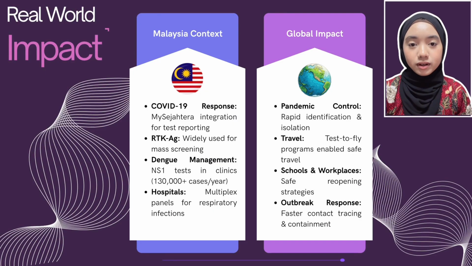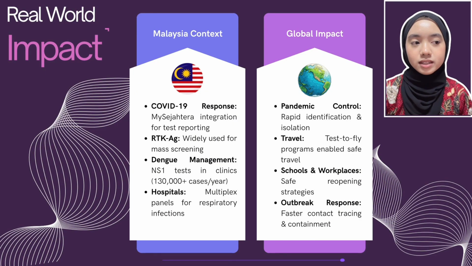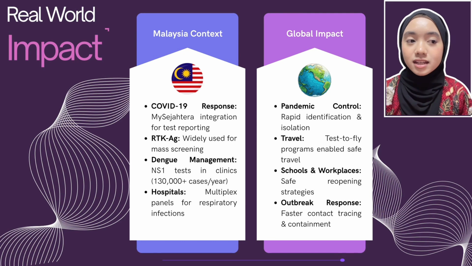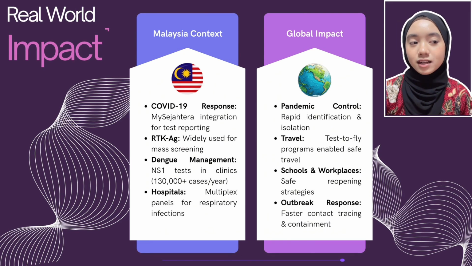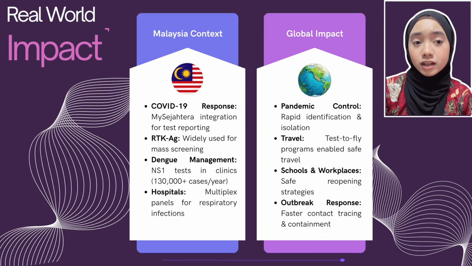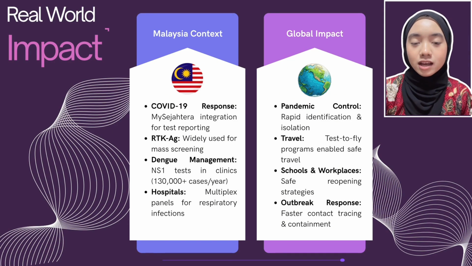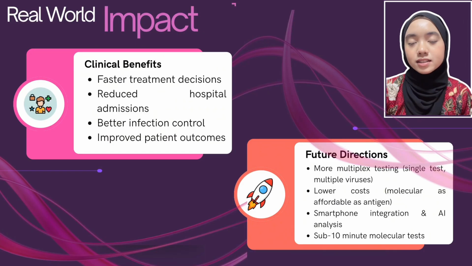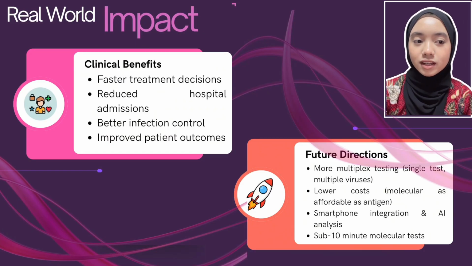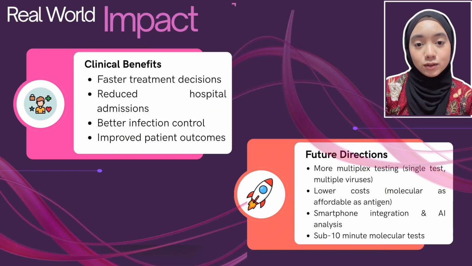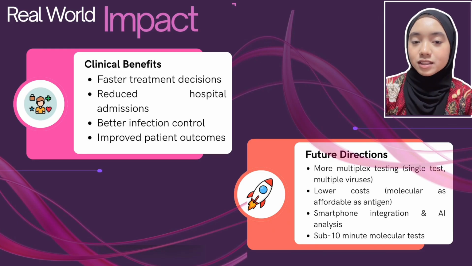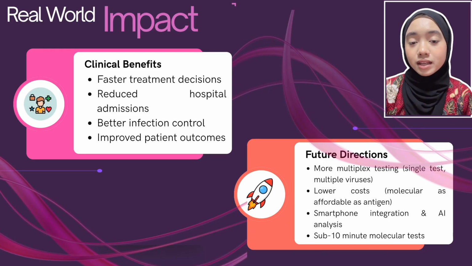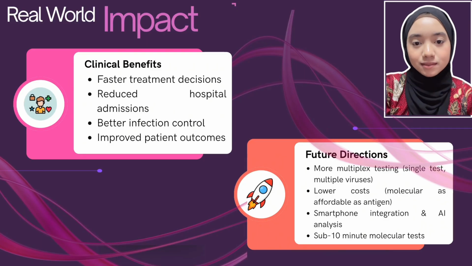So how about the real-world impact? In Malaysia, rapid tests were integrated into MySejahtera, and NS1 antigen tests help manage 130,000 dengue cases yearly. Hospitals use multiplex panels for respiratory infection. Globally, they enable pandemic control, safe travel, and school reopening. The clinical benefits include faster treatment decisions, better infection control, and improved patient outcomes. For the future, multiplex testing, smartphone integration, and sub-10-minute molecular tests are in development.